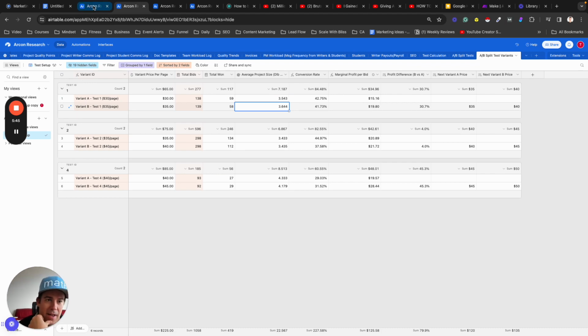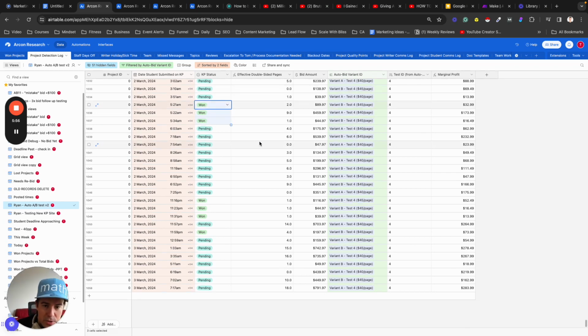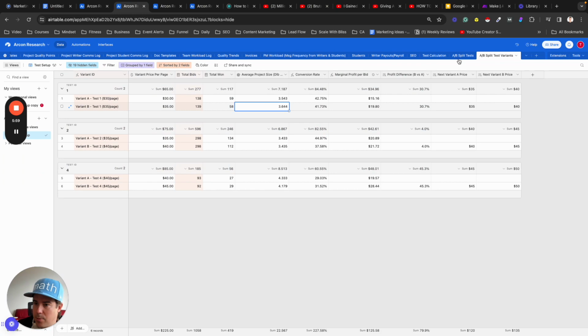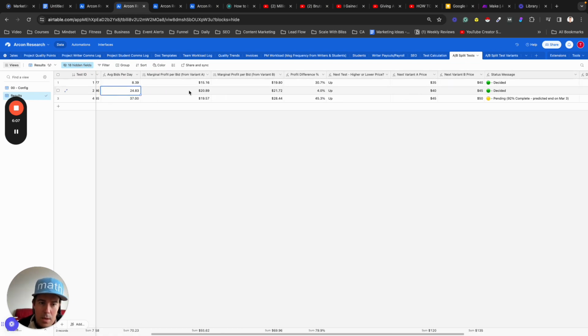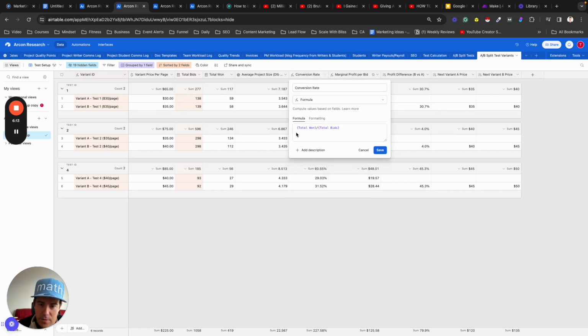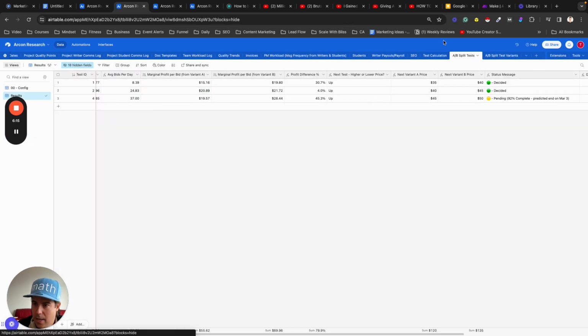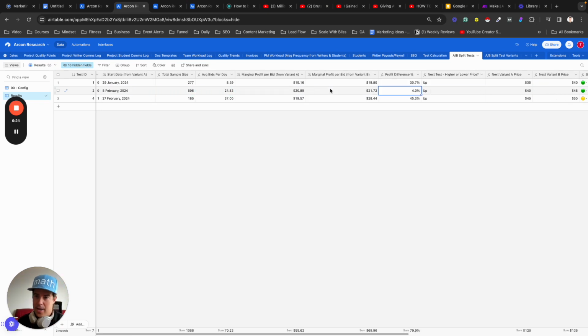If you want to know how to do this, this is an Airtable build. We start with just split testing, A, B, A, B, A, B, A, B for the price. We have another automation that measures whether it's won. And then we have two tables here. One is called A-B split tests, and one is A-B split test variance. We have the variance here, which has formulas. The conversion rate formula is very, very simple. And then the A-B split tests table is just measuring which one of the two variants, either A or B, is winning.